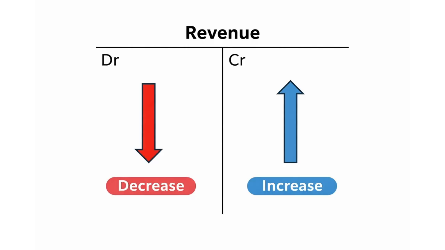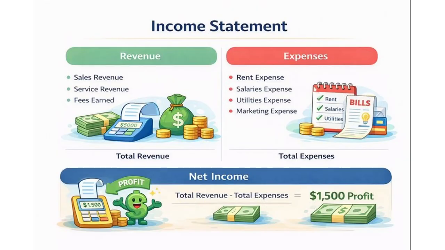For example, when a business makes a sale, revenue increases, so we record a credit. If revenue is reduced, such as a refund or sales return, the revenue account decreases, so we record a debit. Revenue behaves like equity and liabilities in terms of debits and credits, and together with expenses, it determines the business profit or loss.